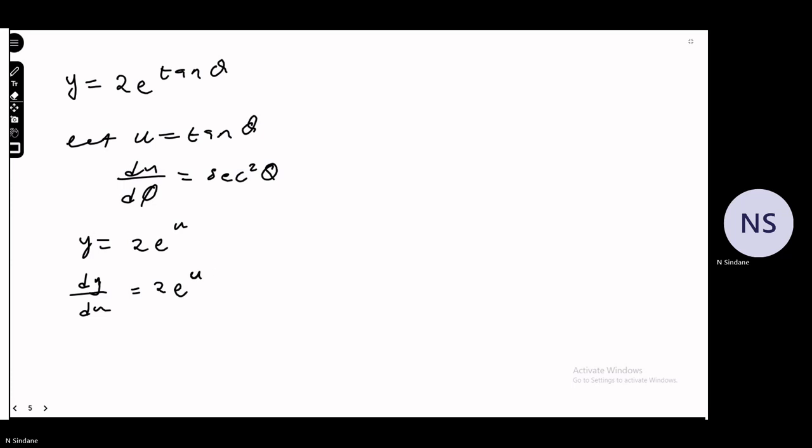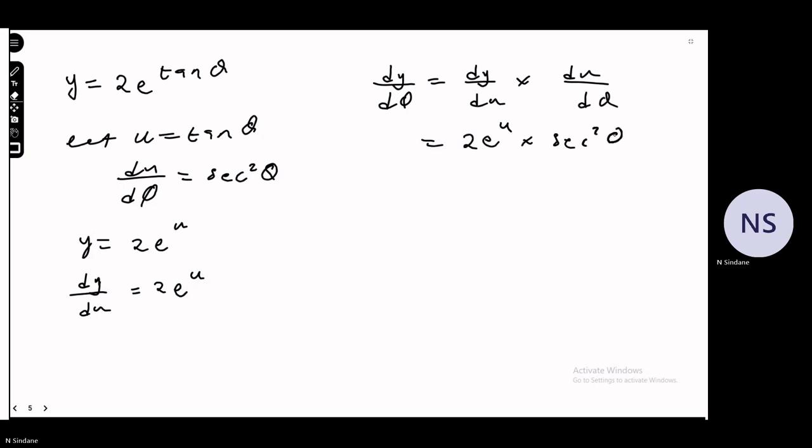And then from there, I know that dy over d theta should be equals to dy over du multiply du over d theta. Then this is 2e to the power u multiplied by sec squared of theta. And then this is 2e to the power tan theta multiply sec squared theta. That is my solution for this question.